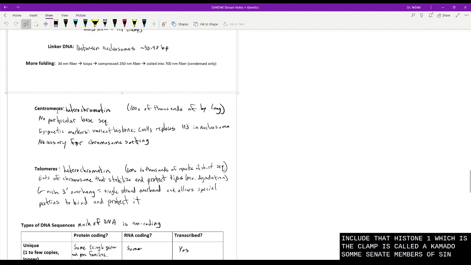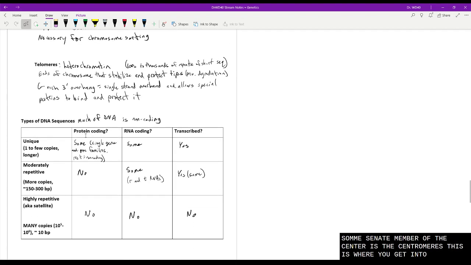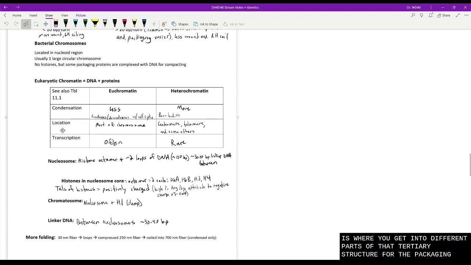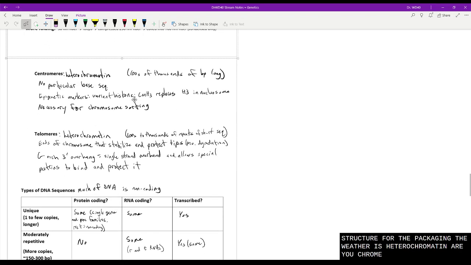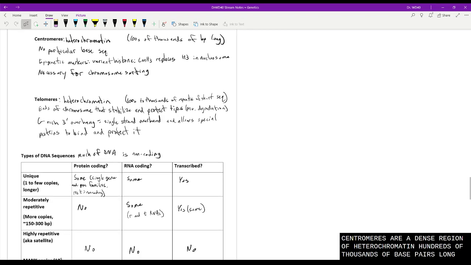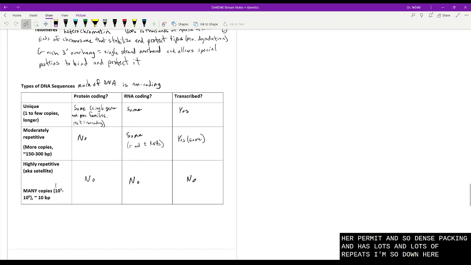So remember, the center is the centromere. This is where you get into different parts of that tertiary structure for the packaging, whether it's heterochromatin or euchromatin. So here, centromeres are a dense region of heterochromatin, hundreds of thousands of base pairs long. And then telomeres are also heterochromatin, so densely packaged, and then it's lots and lots of repeats. So those are called highly repetitive repeats. You can have moderately repetitive repeats or some unique regions, which is where we typically have the coding regions.